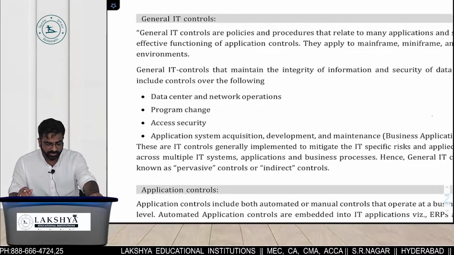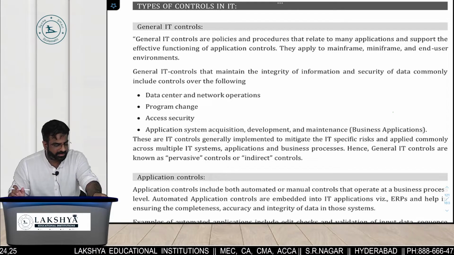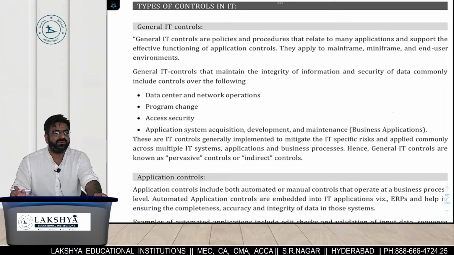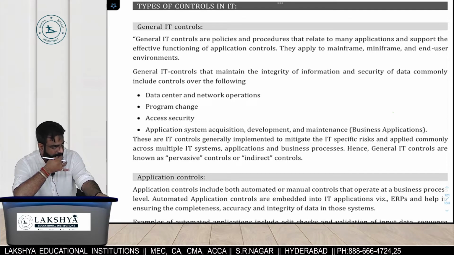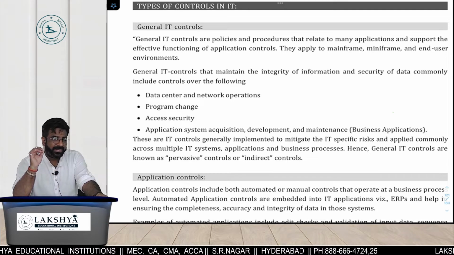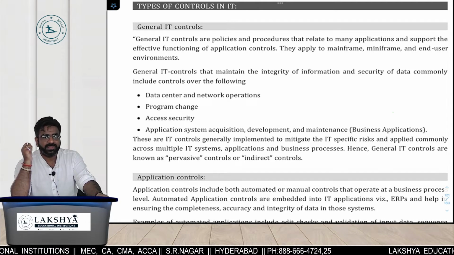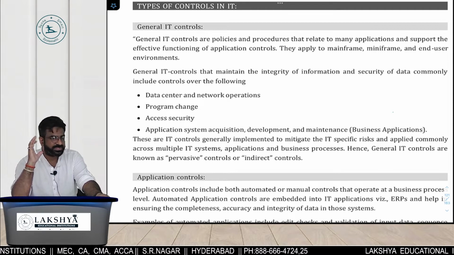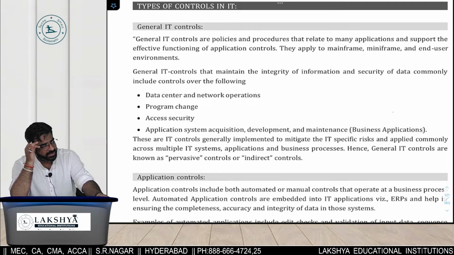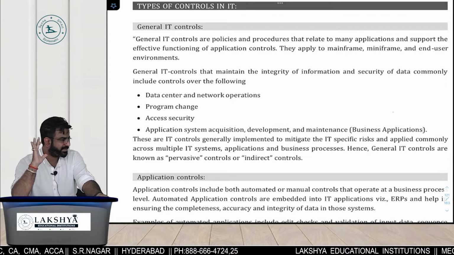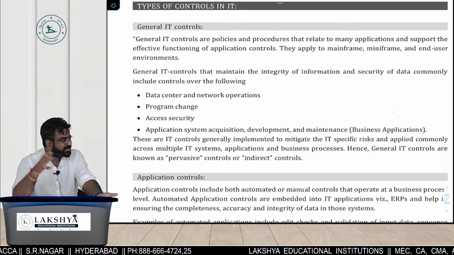General IT controls that maintain the integrity of information and security of the data commonly include controls over the following. That's why people nowadays prefer iPhone over Android phones. Apple makes sure that your information will not be accessed by anyone without your permission. You cannot get an Apple phone unlocked, not even by any ABC technology. It is that much protective layers on the Apple phone. But the same is not the case with Android.